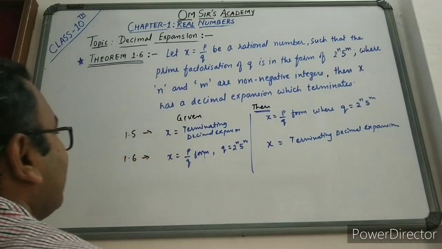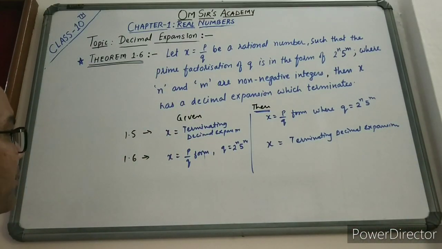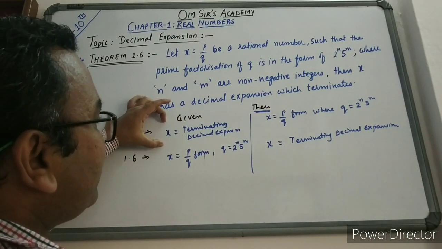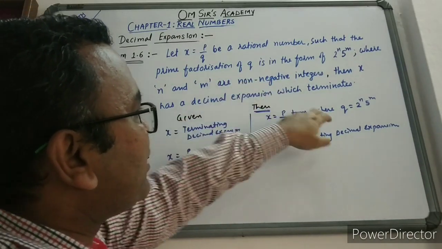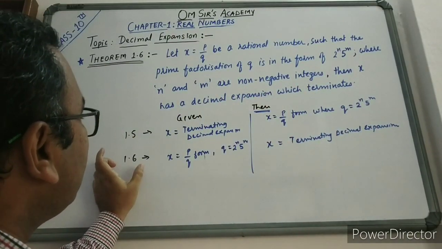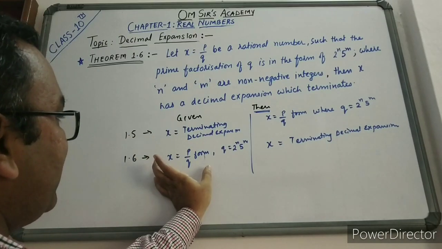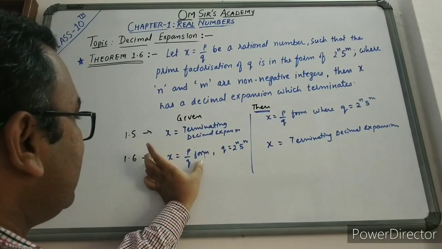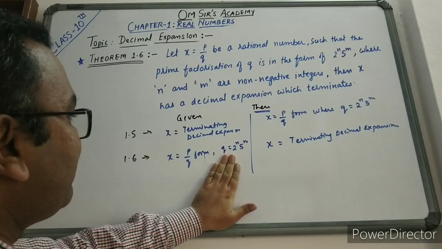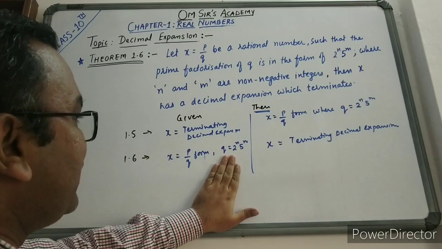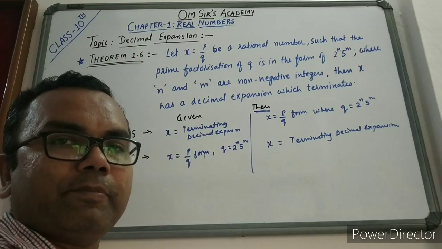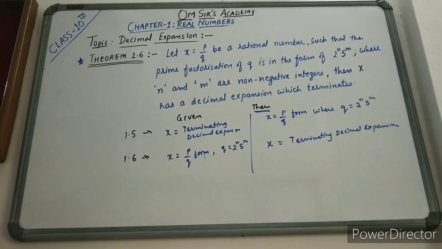तो यहाँ पे आपको समझ में आया कि given क्या था और फिर क्या होगा। 1.5 क्या कहता था कि यदि x terminating decimal expansion है तो फिर x को रिप्रेजेंट किया जा सकता है p by q फॉर्म में, जहां पे q आपका 2 raised to n और 5 raised to m होगा. एंड 1.6 क्या कहता है कि x यदि p by q फॉर्म में है या फ्रैक्शन फॉर्म में है, दिस इज गिवन हियर. ओके, इफ x इज गिवन इन p by q फॉर्म where q is 2 raised to n and 5 raised to m, then x will have a terminating decimal expansion. Is it clear? So let us see some examples over here.